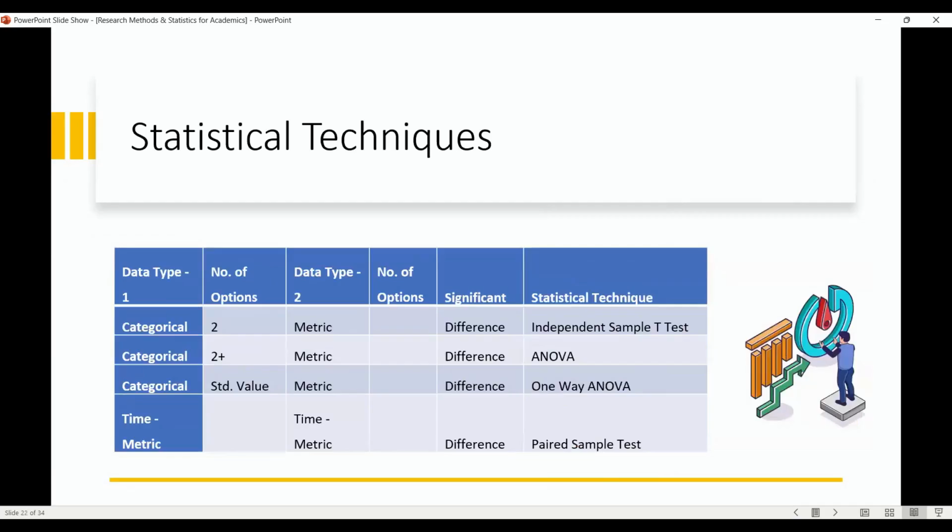And in case one data is categorical in nature and another data is metric in nature, you can go for a significant difference test. So this is all about the statistics. In the next session, I will be explaining how to perform all these statistics using the data set, so that you may be better able to grasp what statistics is all about.